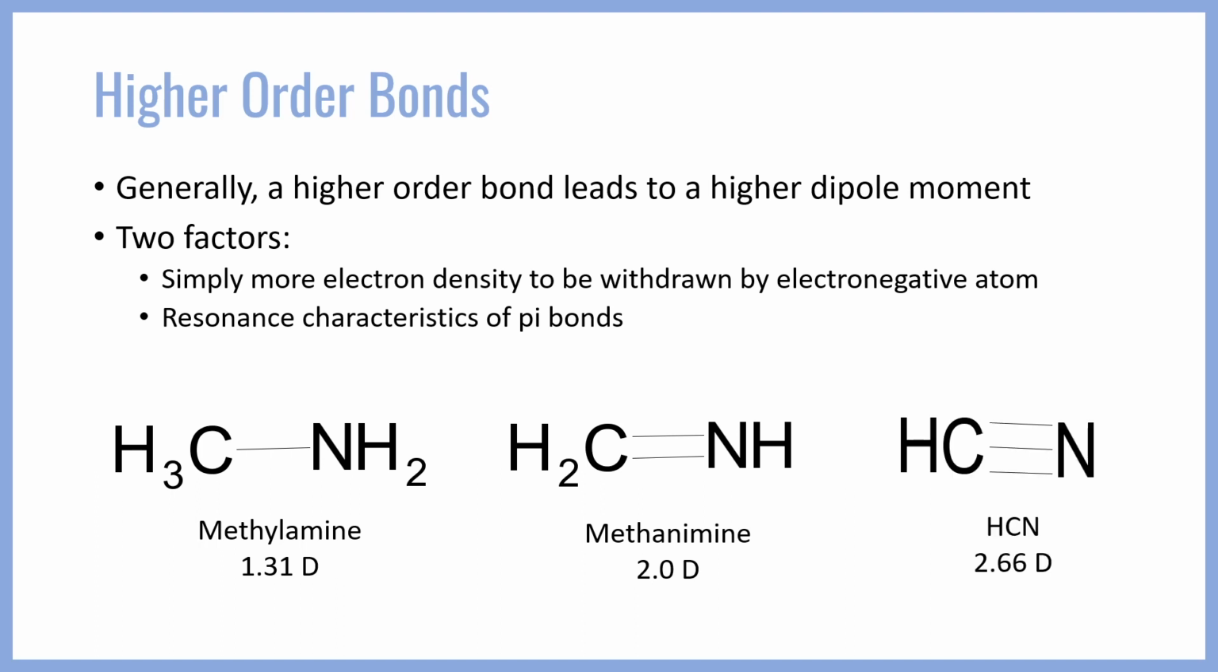Similarly, if we go ahead and increase it one step further to the triple bond, we see that the hydrogen cyanide molecule has a dipole moment of 2.66 Debye, meaning that the CN triple bond is by far the most polar out of these three, which, again, based on our understanding, makes perfect sense. Even now 6 electrons are being pulled by the nitrogen away from the carbon, and if you go ahead and watch our resonance video, you'll see why that makes sense from that point of view as well. The moral of the story is more bonds equal more polarity.